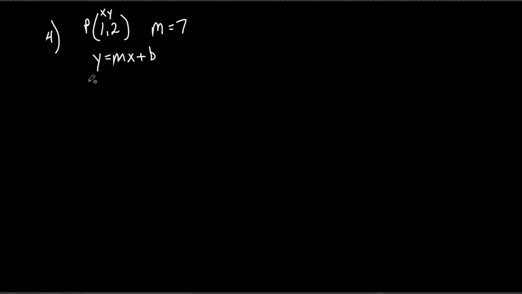All right, so what is the y? It's 2. What is the slope? It's 7. What is the x? It's 1. And now we can solve for b. So let's do this. 2 equals 7 plus b. Subtract 7 from both sides, so what is b? -5. So let's write it like this. y equals mx plus b, which is y equals 7x minus 5.